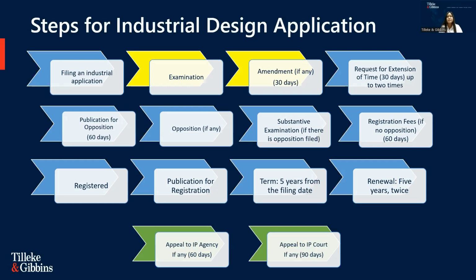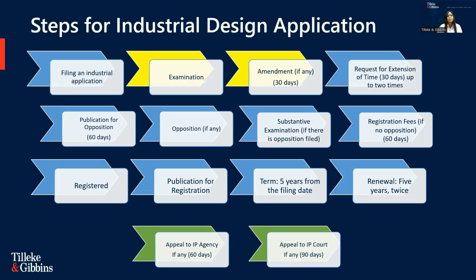If there is any opposition within the 60-day period by any third party, the IB department will proceed to the substantive examination. And after all the processes are completed, and if there is no opposition, the industrial design can be registered. The initial term of the registration is 5 years from the filing date, and it can be renewed twice, and 5 years can be renewed each time. So the total protection term of an industrial design under the industrial design law is 15 years from the date of filing.